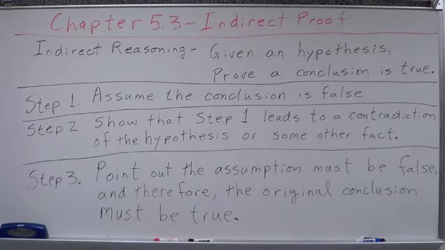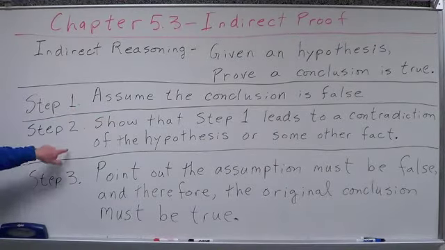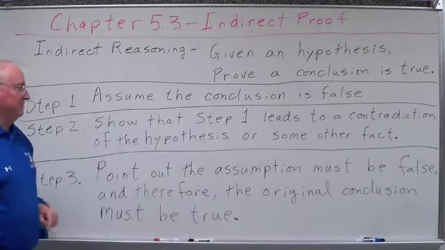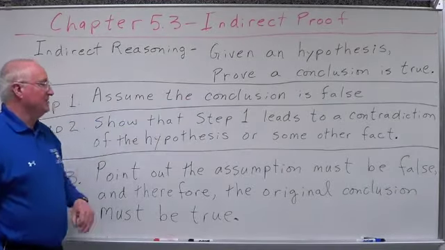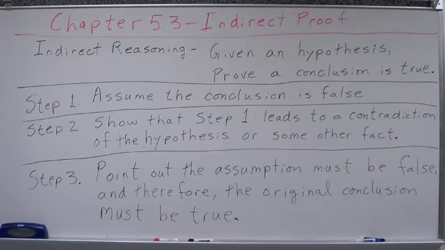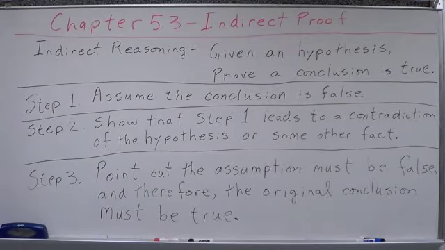Now, we're going to show you how to set this up. Follow these steps. These steps are very important. Number one, assume the conclusion is false. Number two, show that step one leads to a contradiction. Because we assume the conclusion is false, there's a contradiction of the hypothesis. We have a collision, it doesn't work. Or some other fact, like a definition, postulate, or theorem. Then point out that the assumption has to be false. Therefore, the original conclusion must be true. Alright, let's look at some samples of how to set this up.